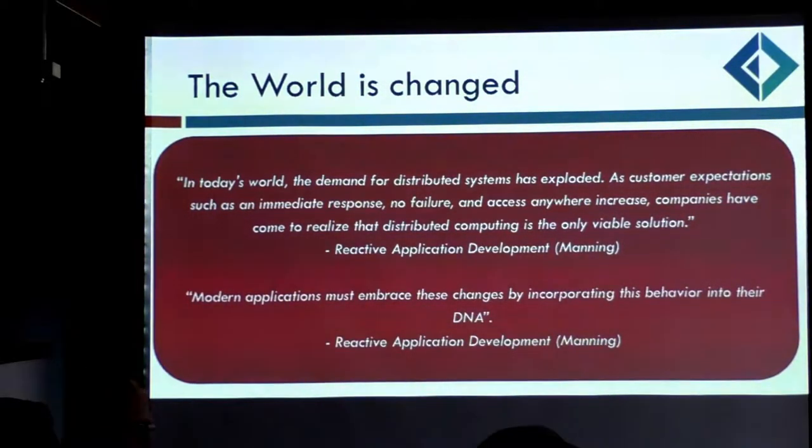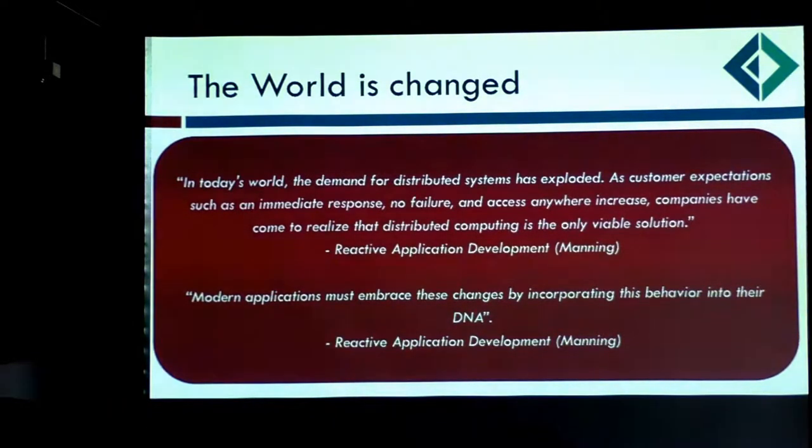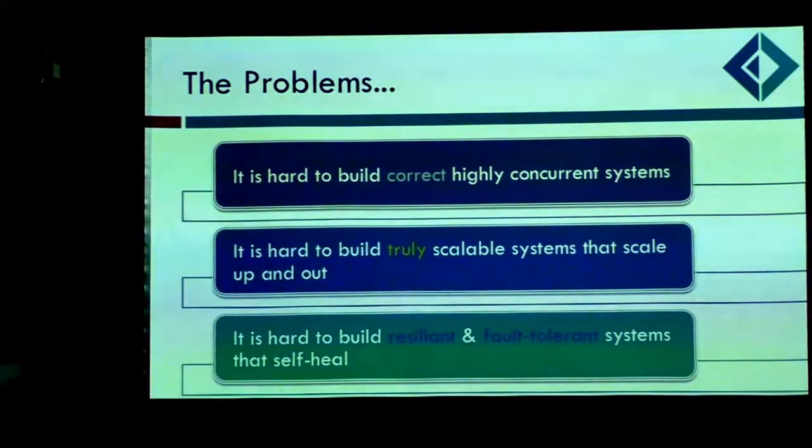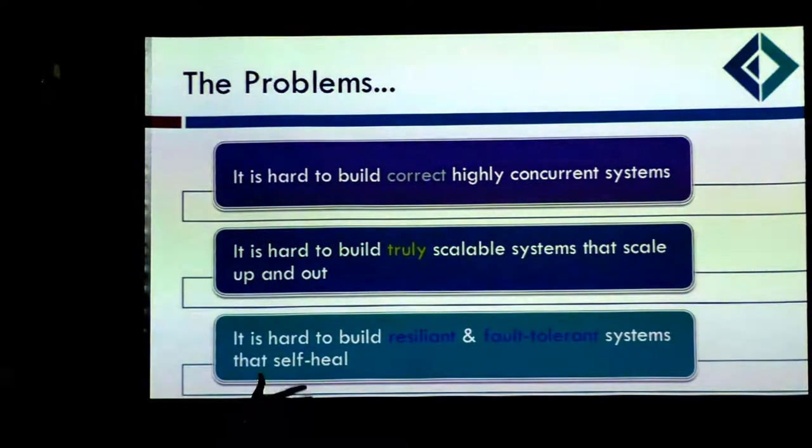These are a few quotes from some published books. Really what it means is that, as I mentioned, the landscape of distributed cloud computing represents a dramatic change for our day-to-day work. We're still today talking about solutions for concurrency, writing applications that run on a multi-core machine. But now we are also facing a new challenge: distributed computing. So we're talking about a solution that is probably exponential. And the problem, briefly, is that it's hard to write correct, highly concurrent systems that are truly scalable and, of course, resilient and fault tolerant.